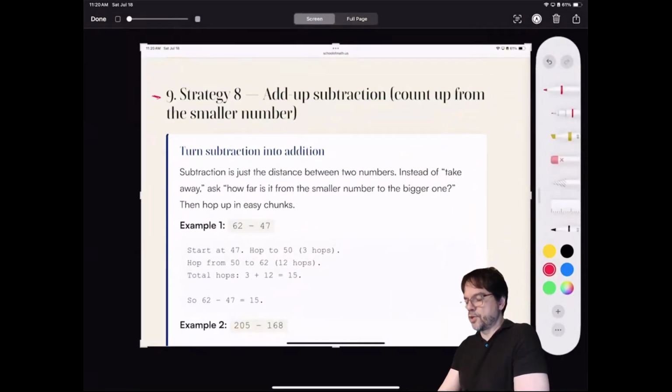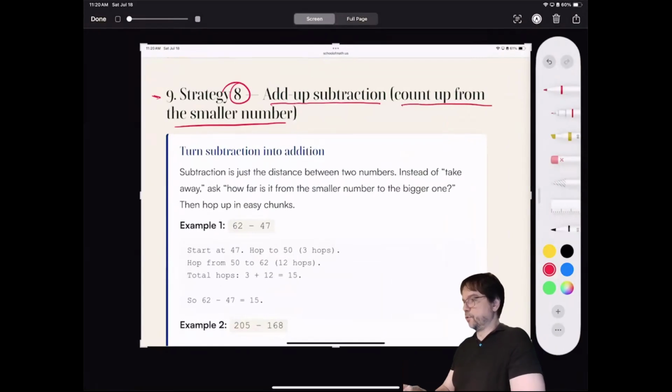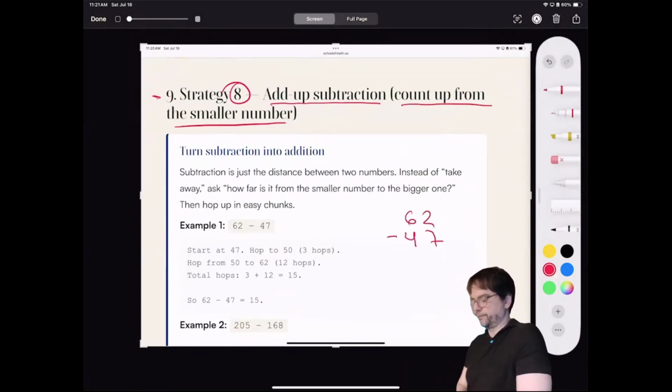Strategy 8, add up subtraction. Count up from the smaller number. Let's see what this is. Please do on your paper 62 minus 47.